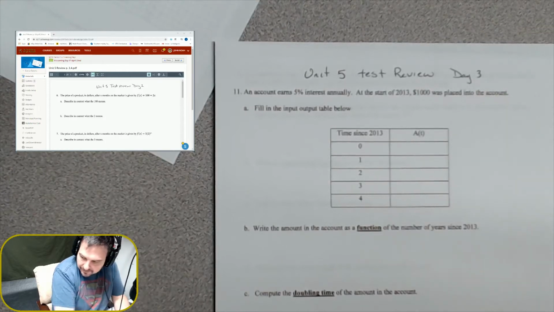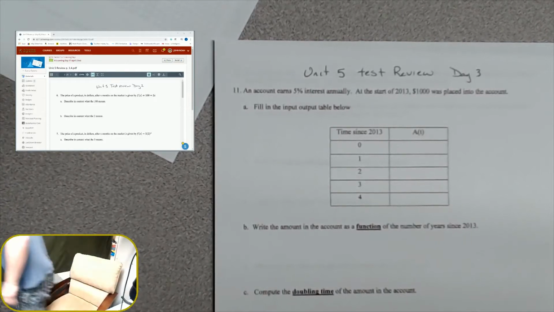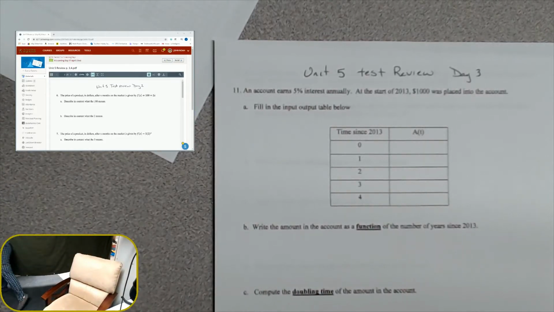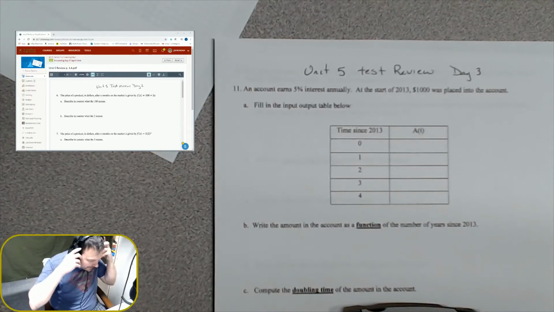Okay, got to find my calculator. Hold on, I thought I had it right here. Lost my calculator. Oh, sorry. Left my calculator back there.